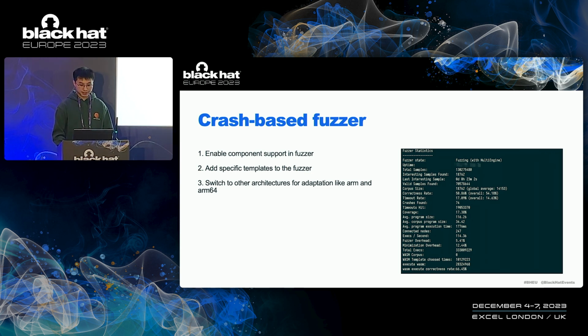Crash-based fuzzing is our primary method for vulnerability discovery. We enabled fuzzing tests for Maglev and added special function templates. Also, we built the fuzzer under ARM and ARM64 architectures based on the V8 simulator. The fuzzer found multiple security bugs.